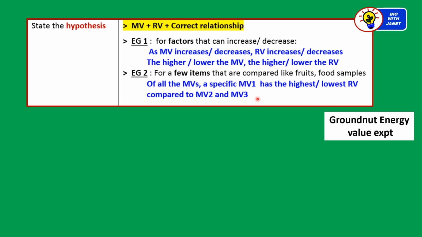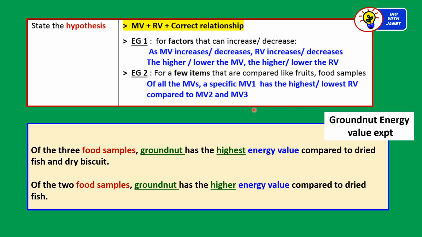Okay, now let's take the example of energy value of groundnut. So this hasn't come up before, and vitamin C has already been asked in the first year of this KSSM syllabus. All right. So of three food samples, groundnut has the highest energy value compared to dried fish and dry biscuit. Okay. Now, if there are three food samples, so where is your MV and main RV here? Yes, the MV is the food sample. Okay, and then the RV, which is the main RV, is the energy value.